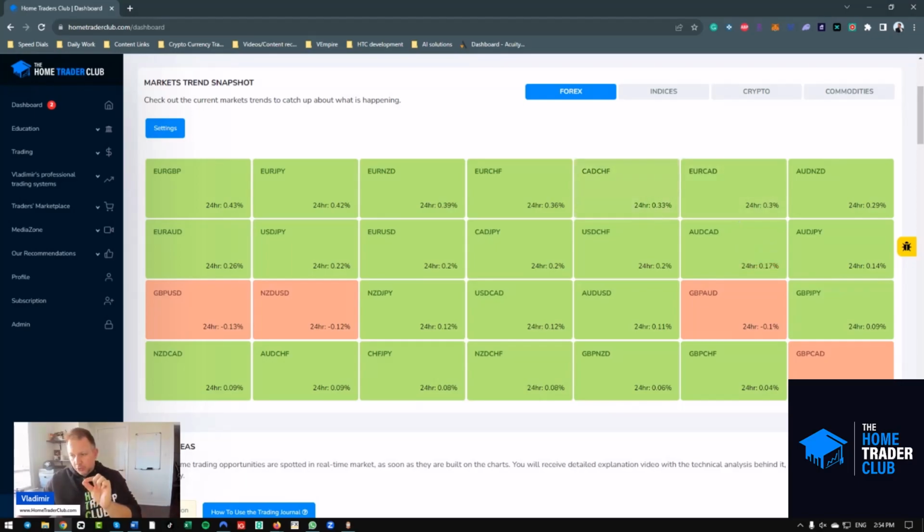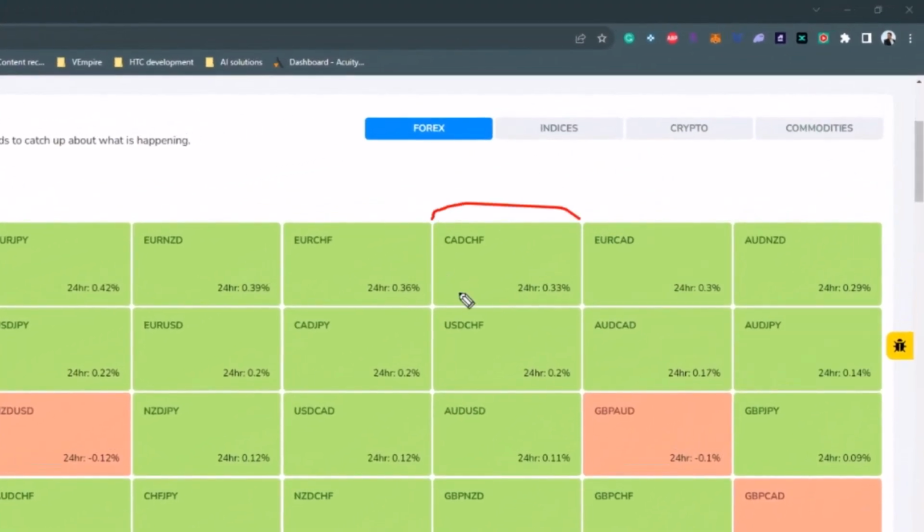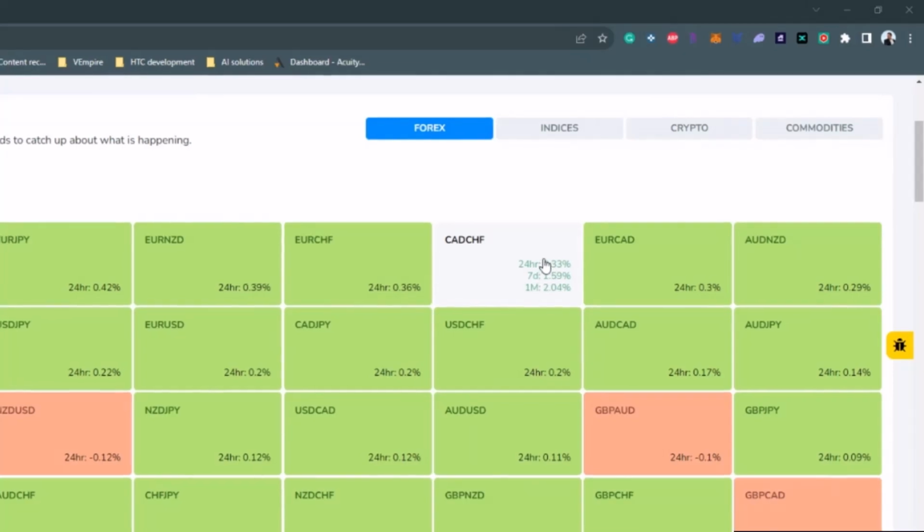Now you saw the chart. Let me show you the chart once again. Take a look how this trend is a beast, a long-term bearish trend. Now, despite the bearish trend, look at the numbers right here. We are talking about more than 2% of monthly positive rally, more than 1.5% weekly positive rally and over 0.3% in the last 24 hours.